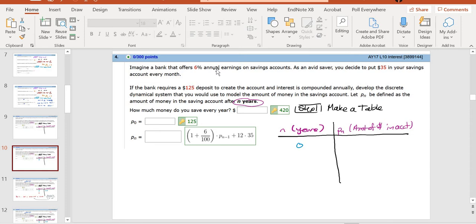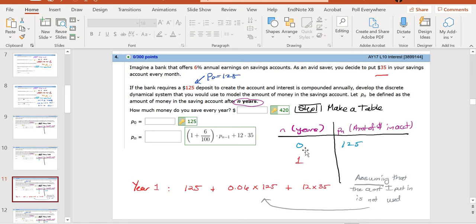I have some information here. First of all, this 125 that's in red for me, which will not be in red for you, is the initial condition. It's the initial amount that you start with before you start to accrue your interest. So the 125 goes there. Then what I'm going to do is actually just calculate what I need in the first year.